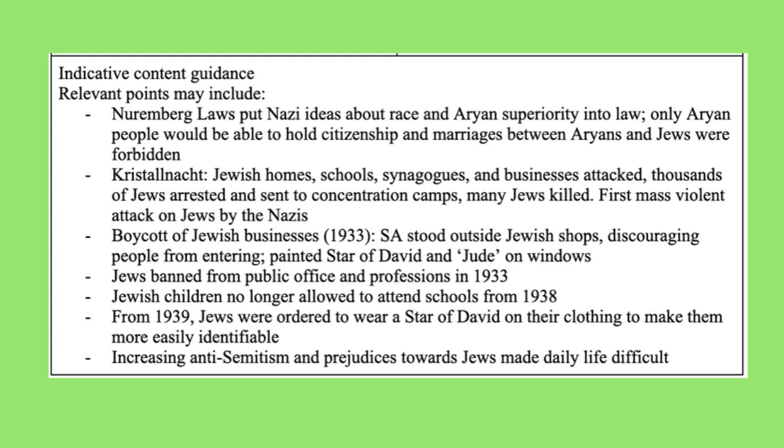Now, you could build upon the stimulus point of the Nuremberg Laws, but just use your own knowledge to explain what they meant and why that's relevant to the question. So you could say that they put Nazi ideals about race and Aryan superiority into law. Only Aryan people would therefore be able to hold citizenship, and marriages between Aryans and Jews were forbidden. As long as you are making statements which link all this evidence back to the question and show that you've developed the point, then this can be a top band scoring point.